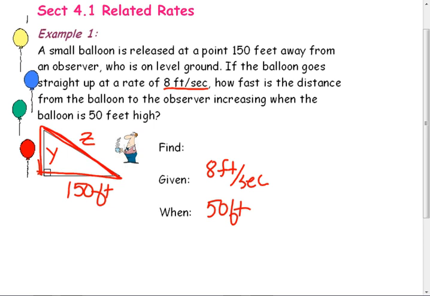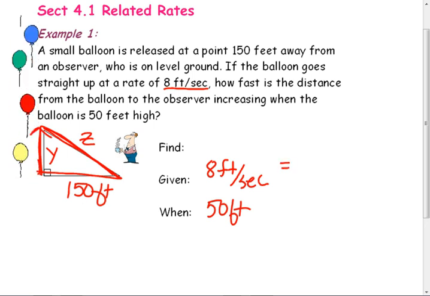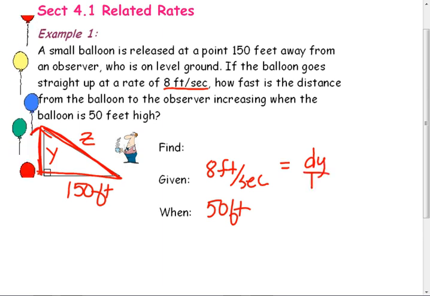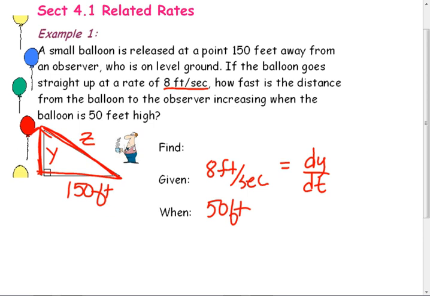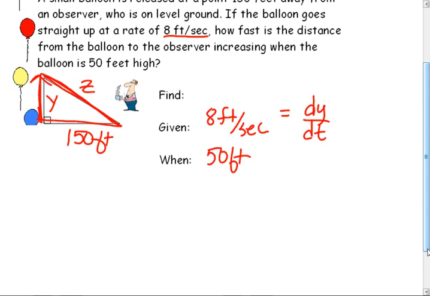Okay. So what is the 8 feet per second? It says the balloon goes straight up at a rate of 8 feet per second. That's the change in what? Corey, what is that? Good. As what changes? As time changes. A derivative is always: how does one thing change if you change another? Remember how to do these? And what do I want to find, Ori? I want to find how fast the distance from the observer to the balloon is changing. dz/dt.